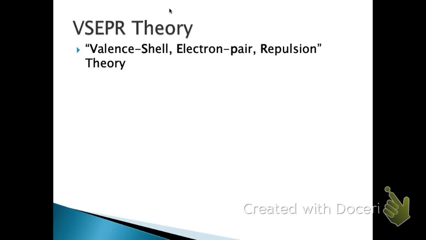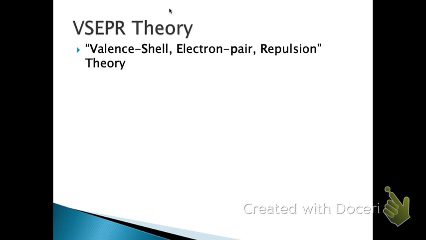Okay, so what does it mean when we say valence shell? Are we talking about inner atoms or the outer atoms? Outer atoms, right? We're talking about the valence electrons, so the ones that are on the outside, available for bonding. Then it says electron pair. So what does that include? It includes lone pairs, and what else does it include?